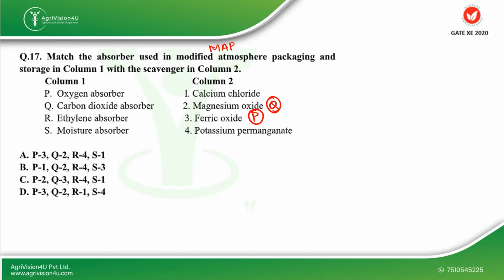Next, ethylene absorber. These are used to control the presence of ethylene, which causes ripening or senescence of fresh food and degradation of chlorophyll in leafy vegetables. So R is potassium permanganate. This potassium permanganate is an effective ethylene absorber. It reacts with the ethylene gas that can cause fruit ripening and forms ethylene oxides, which are further decomposed.